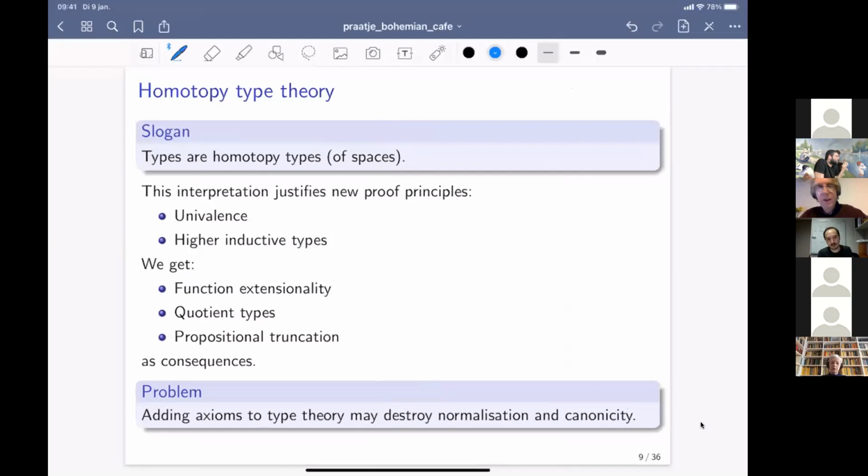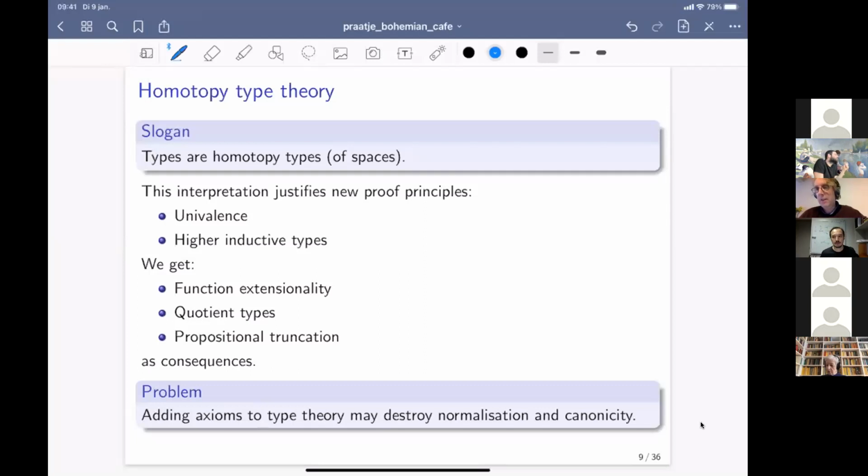So I think the thing that people found attractive about homotopy type theory when it arrived on the scene was that it promised a new perspective on these old problems, and maybe it could even be used to solve them. There's a lot to be said here, but I'm not going to do that today. So I think the slogan, if you want, is that we interpret types as homotopy types of spaces.